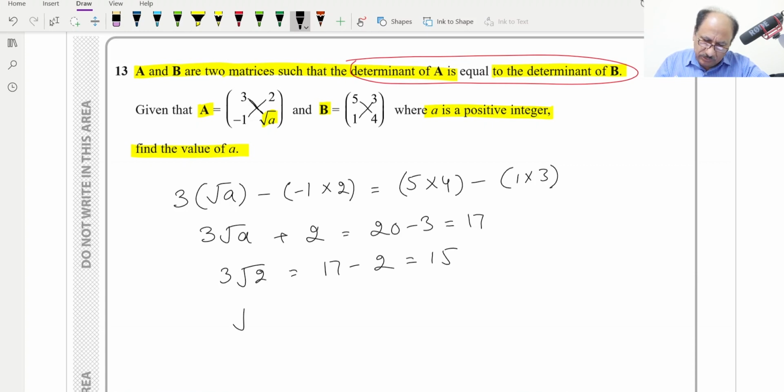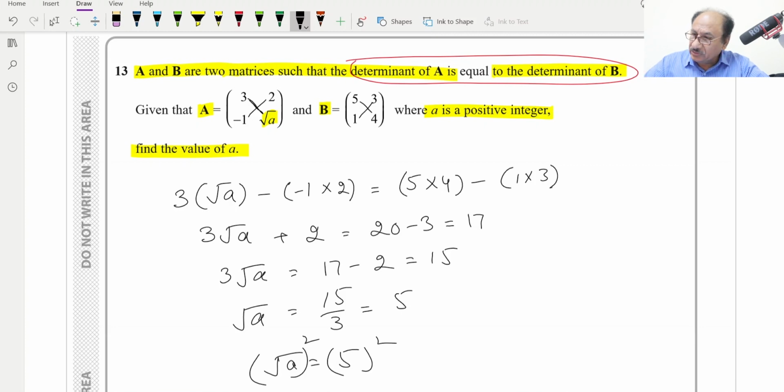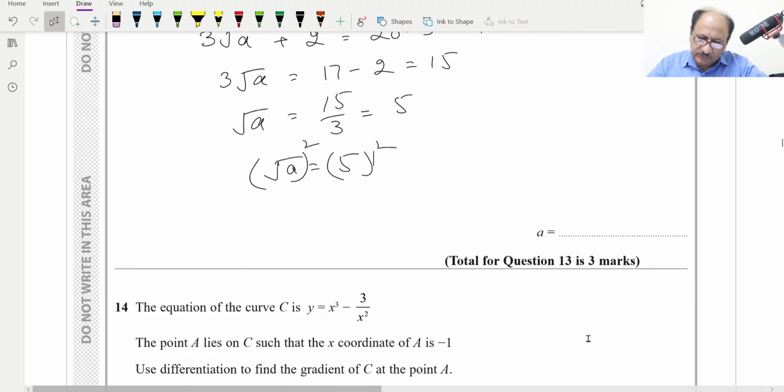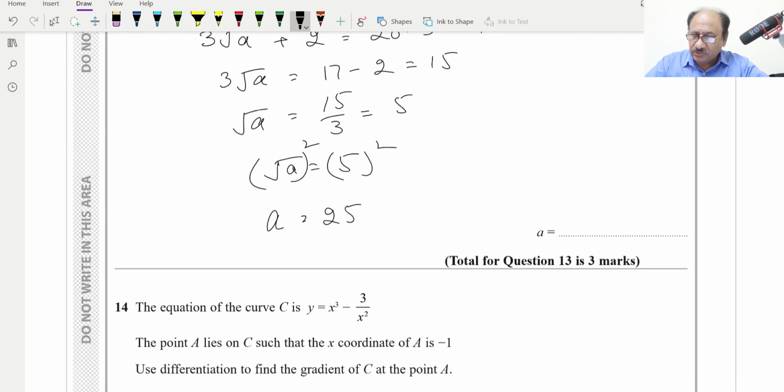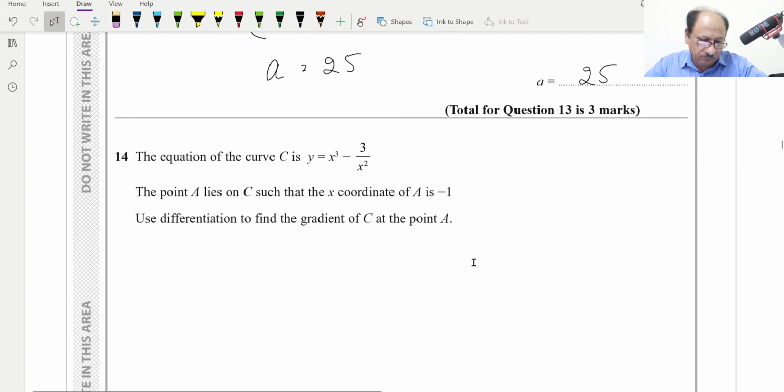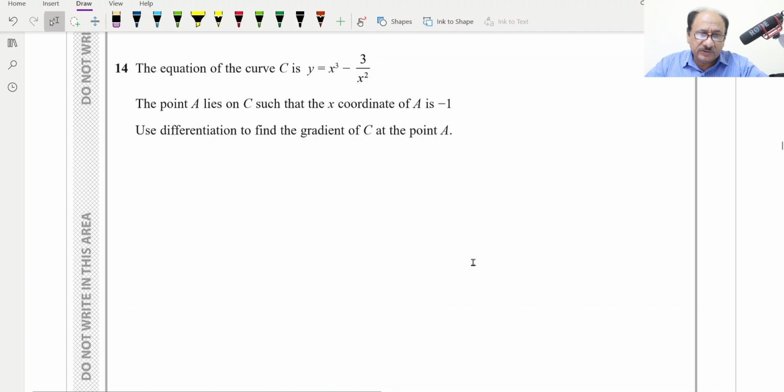So not under root 2, this should be under root a. So under root a is equal to 15 over 3, which is equal to 5. So we can take the square on both sides to cancel the root, and this implies a will be equal to 25, and this will be our final answer. A simple straightforward 3 marks question, which is very nice. Then we can go to question number 14.